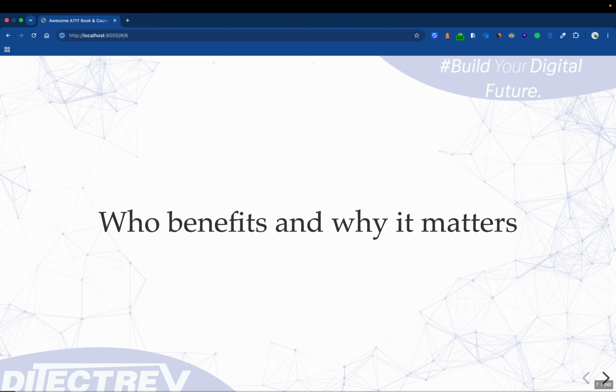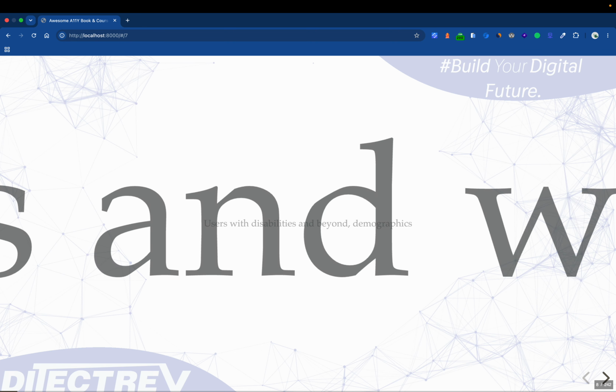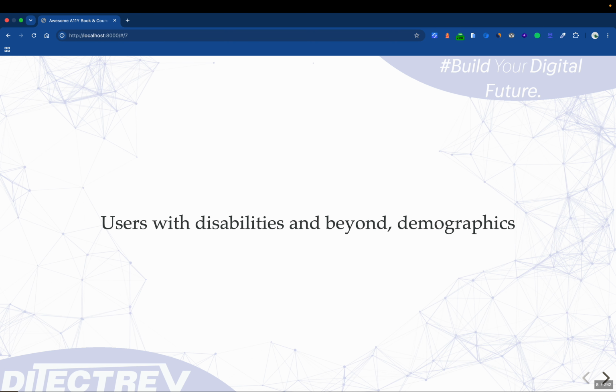In this short theoretical class, I will quickly give the background for accessibility. So who benefits and why is it so important? Because there are lots of users with different types of disabilities: visual, auditory, motor, speech, and cognitive disabilities, and they all depend on accessible implementations.